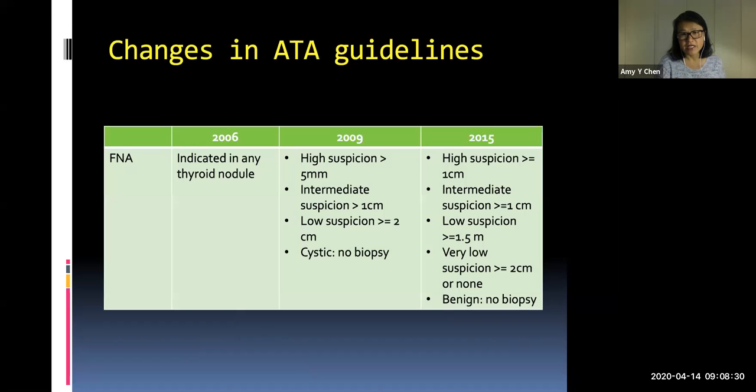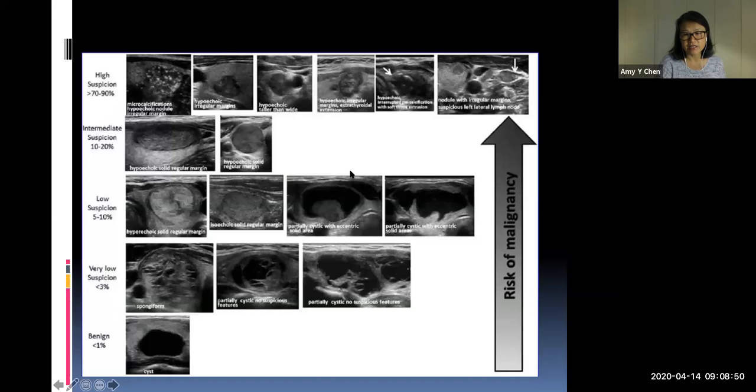And so the main differences from 2006, 2009 to 2015, and these are the 3 sets of ATA guidelines that are in print right now, is this big change from 5 millimeters for high suspicion to 1 centimeter for high suspicion nodules. And this diagram is a great way, I have this hanging in my clinic, to try to help correlate what you're seeing on ultrasound with what is being recommended for a biopsy.